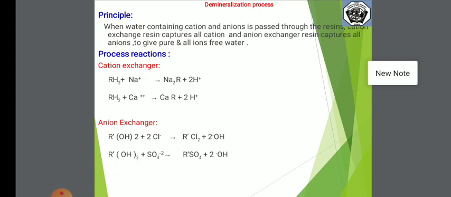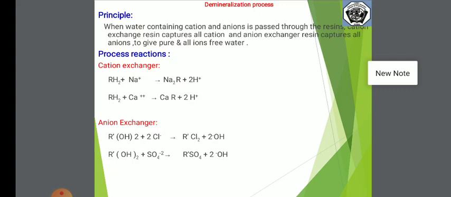Let's see the first one, cation exchange resin. This resin contains acidic functional groups. It removes the hardness-causing cations from the hard water, and in the exchange reaction it gives H+ ions. It is represented as RH2, and on saturation, regeneration of this resin can easily be done by using an acid, that is HCl solution.